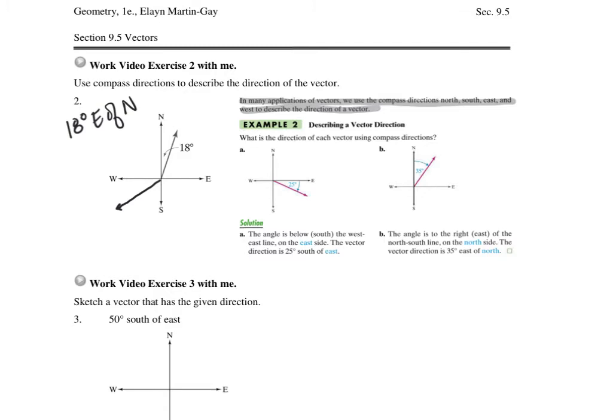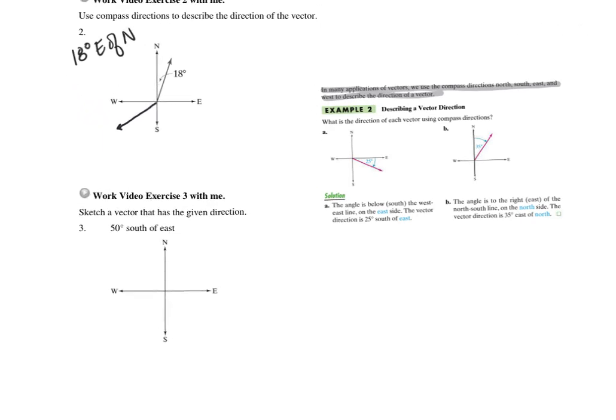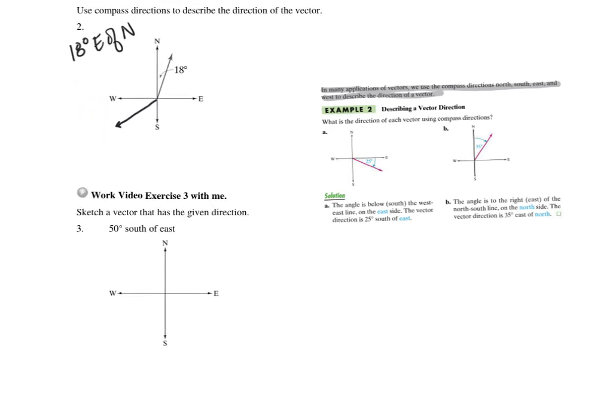So hopefully that gave you enough directions to then sketch a vector that has the given direction. So let's say we want to sketch a vector 50 degrees south of east. We'd be looking at east, and we're going south of east, which is right here. Make a little arrow to show it's going this way. Do that in blue. That's 50 degrees south of east. So that caps off describing a vector direction using compass directions.